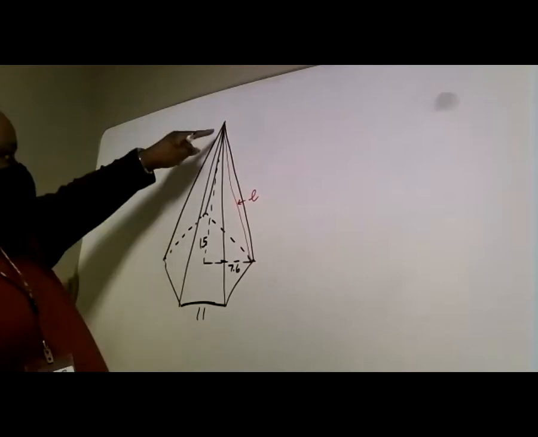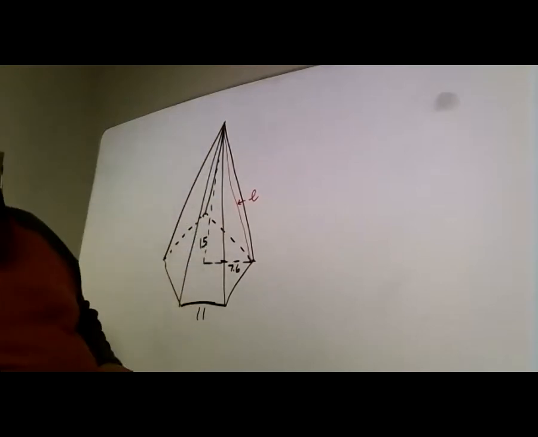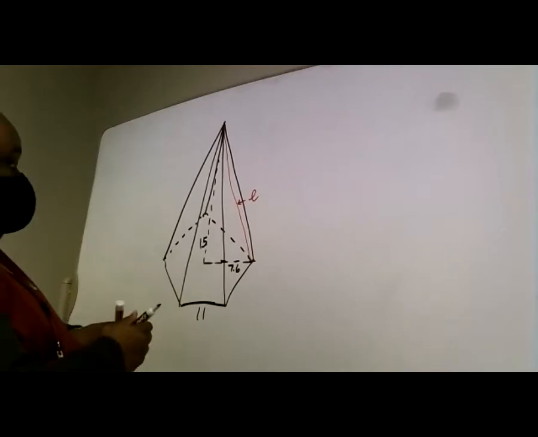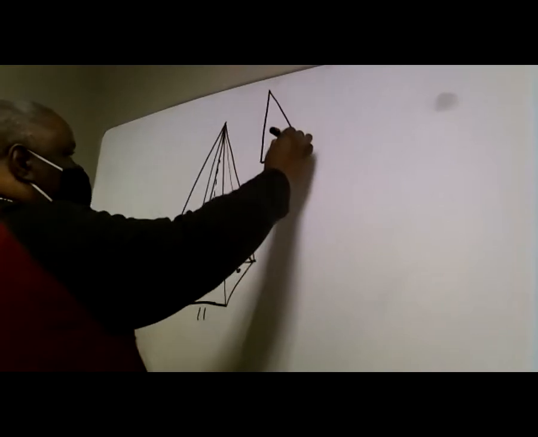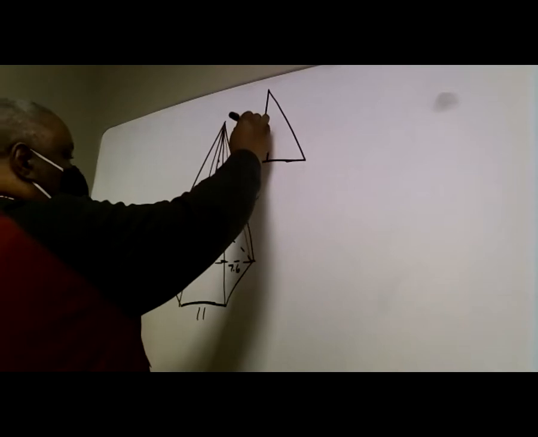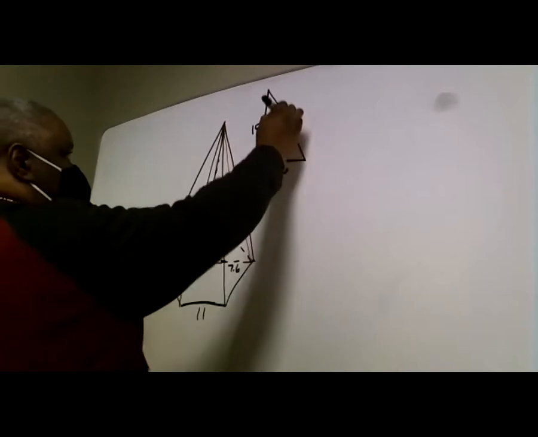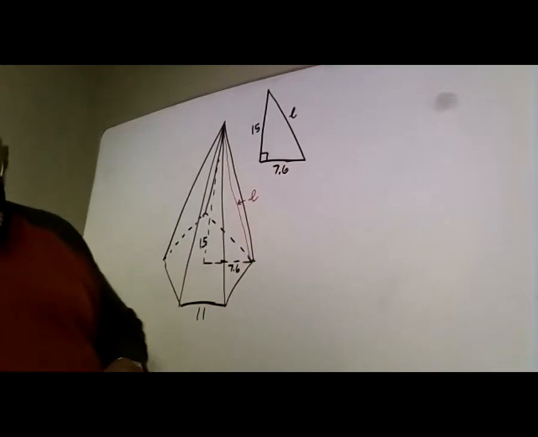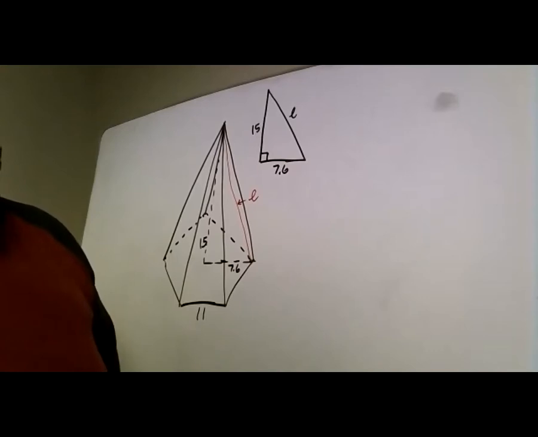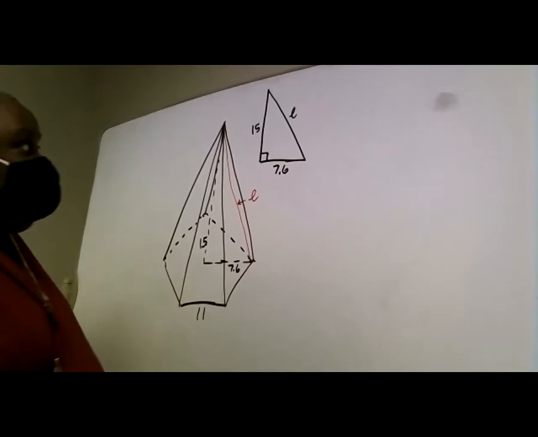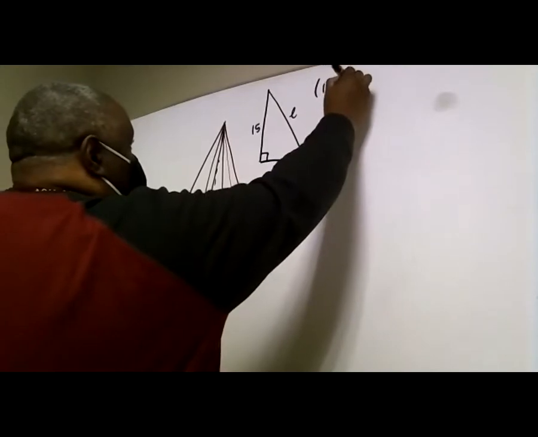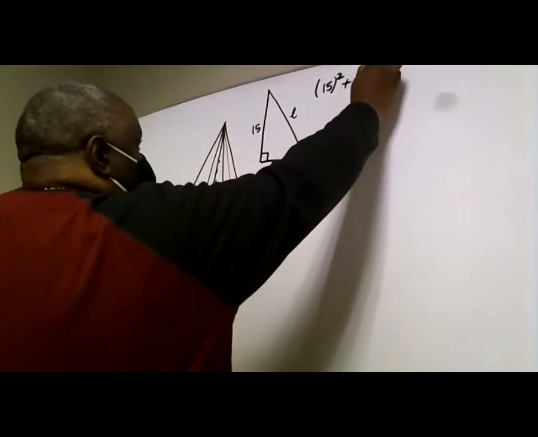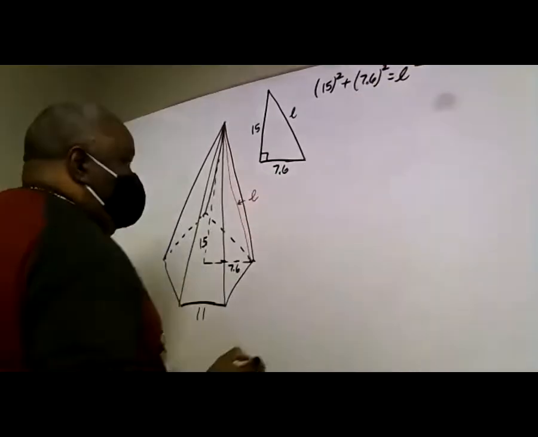Okay. So that red line that you see is going to be the height that's on the face of the pyramid. We need to find out what L is first before we do anything. So I'm going to draw a right triangle coming from this. This is 15, that's 7.6. We need to know what L is. So here we need to find out what that is by using the Pythagorean Theorem. That's going to be 15 squared plus 7.6 squared. That's equal to L squared.